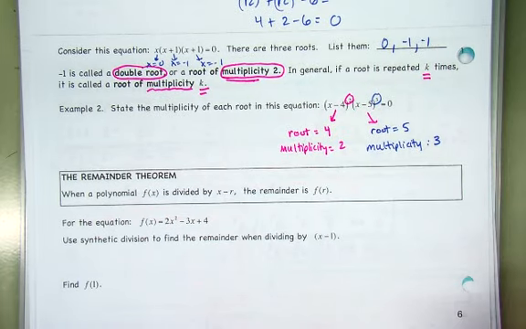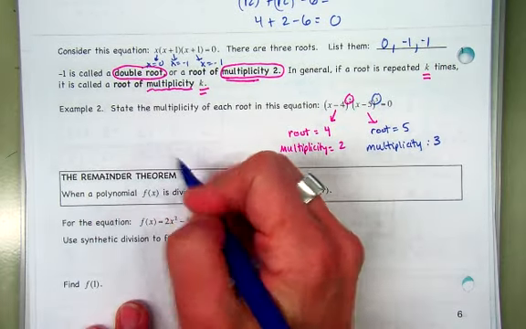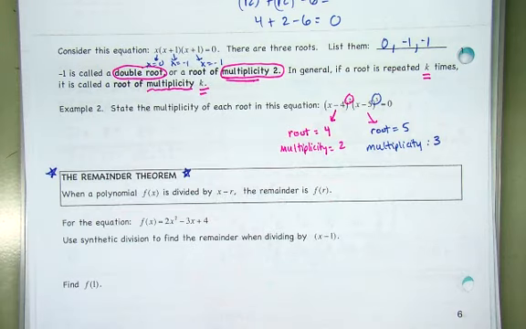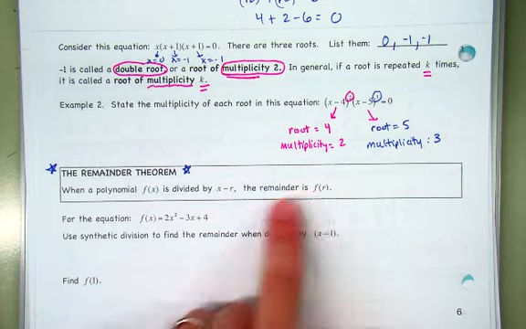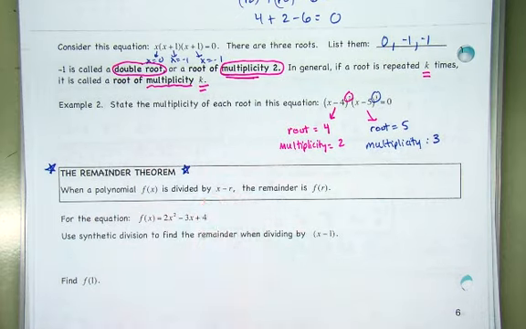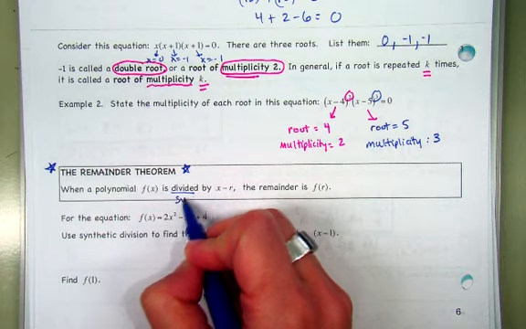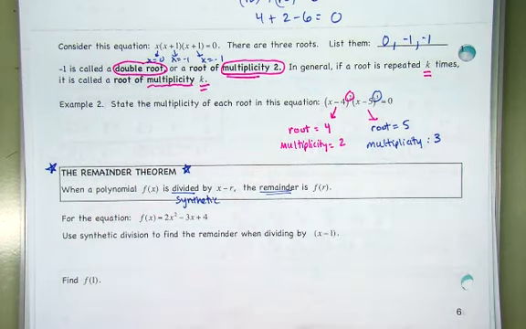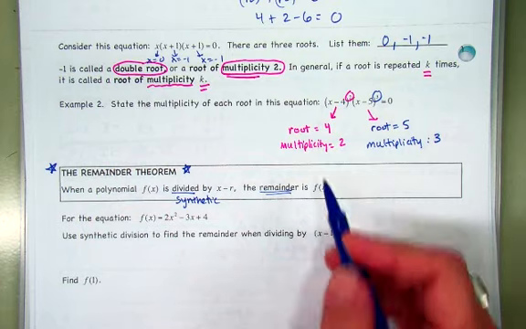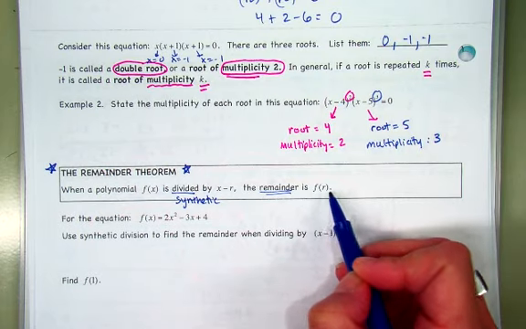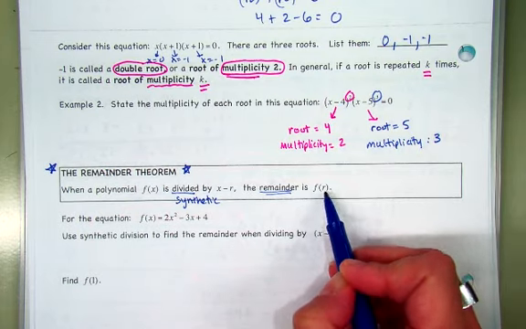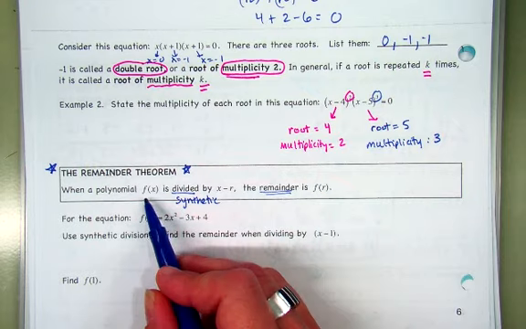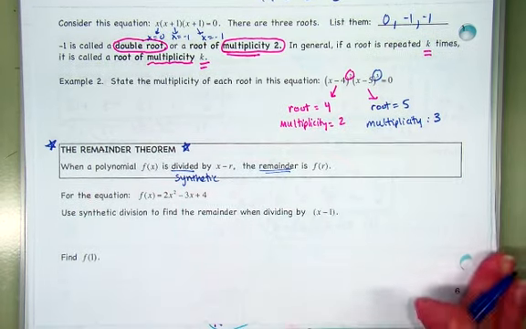All right, so it's a kind of cool theorem called the remainder theorem. What the remainder theorem says is that if we take a polynomial and divide it by x minus r, and this is all synthetic division here, the remainder that you get is always equal to the value of the function at that value r. So if I were to take the r and plug it into the actual equation, I would get the same thing, and I'll show it to you in this example.